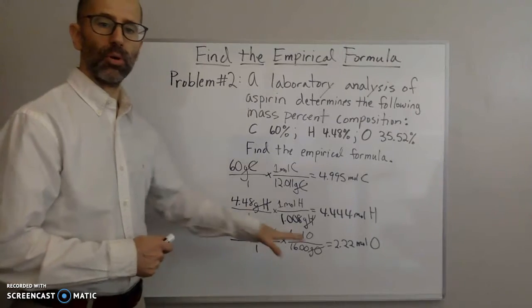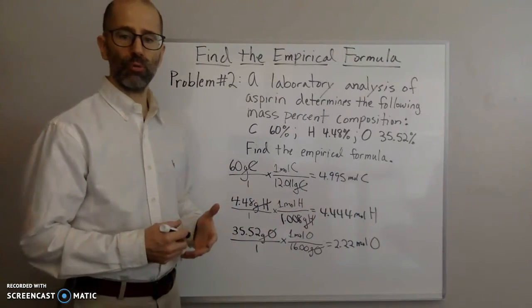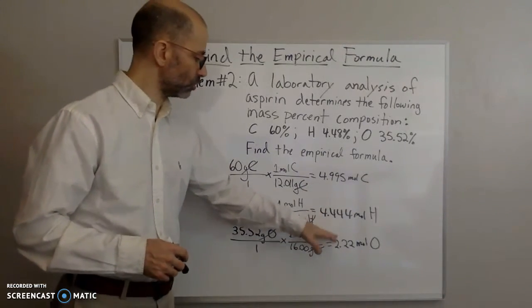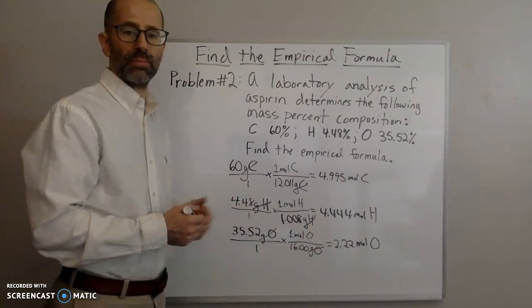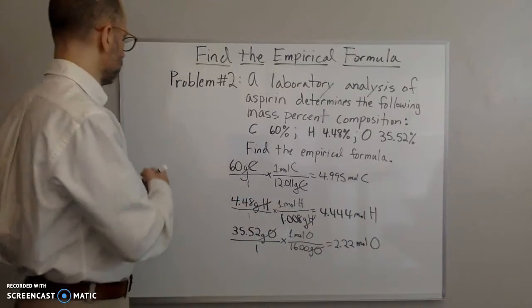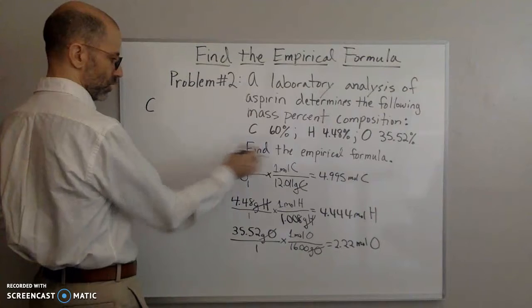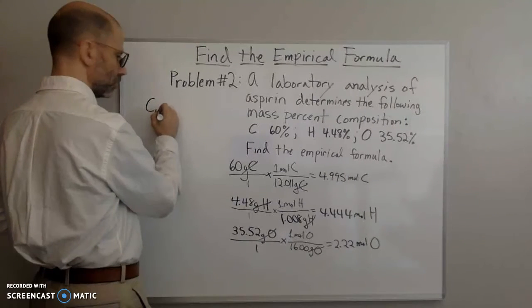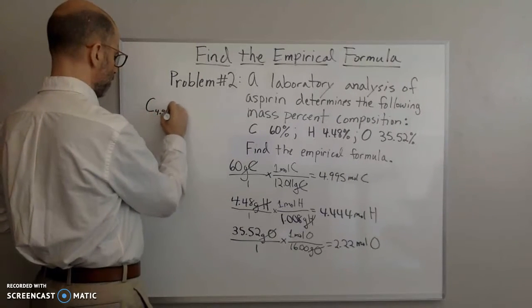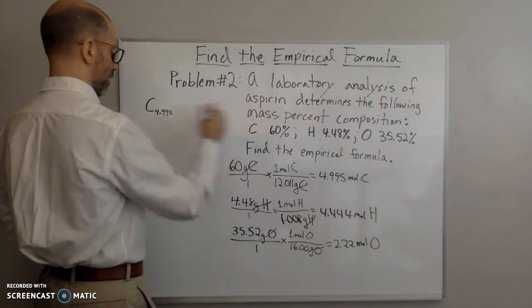So now I can put the moles in my pseudo formula. So I'm just going to take the moles that I got and just put them in my formula like I normally would. So here I'll do carbon first. So 4.995, and then I have hydrogen.